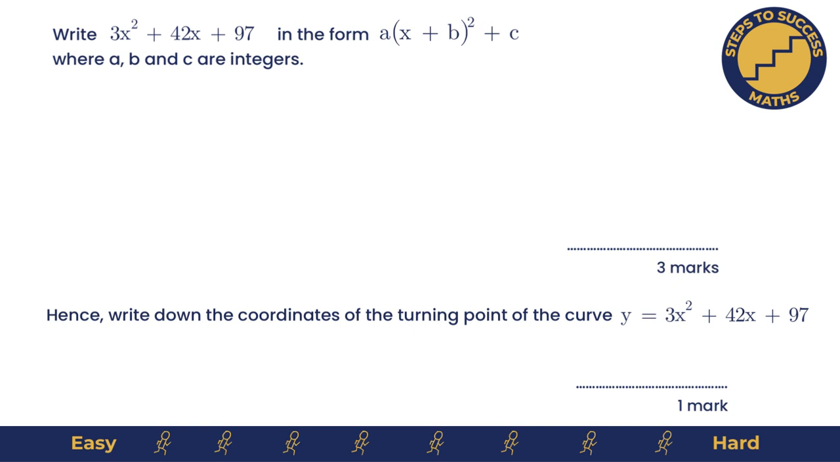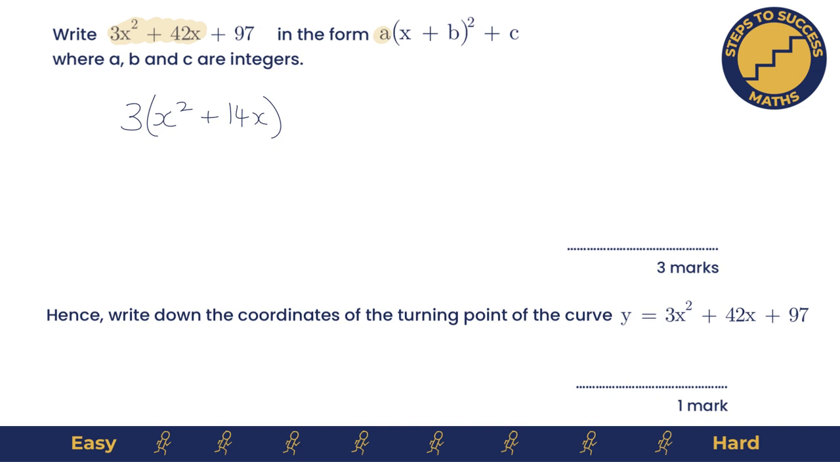So we want a factor to take out. And looking at the form, it's a bracket x plus b all squared. So if we take out 3, it's going to start to look right. 3 bracket x squared plus, if we divide 42 by 3, we get 14x. And I'm just going to ignore the 97 at the moment and work on this bit.